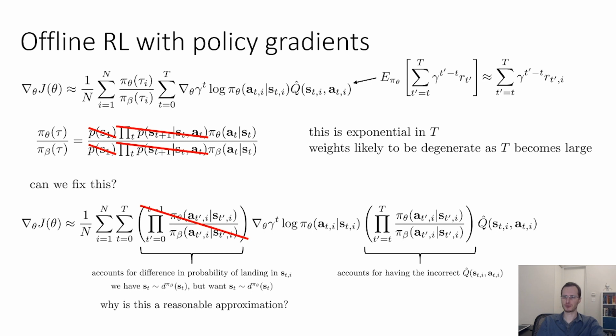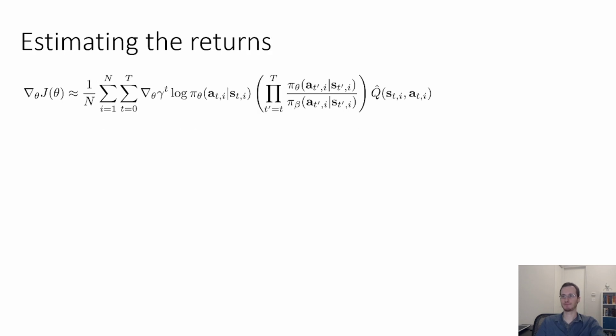So why is disregarding the first part a reasonable approximation? Well, intuitively, if pi beta lands in similar states as pi theta, we'd expect this to work out all right. More formally, you can actually prove a bound in terms of the divergence between pi theta and pi beta, between the return using one estimator versus the other. Okay, but the second term is a little more problematic. We can't get rid of the importance weights there. So that's why in much of the literature, the focus really is on better estimation of values using importance sampling.